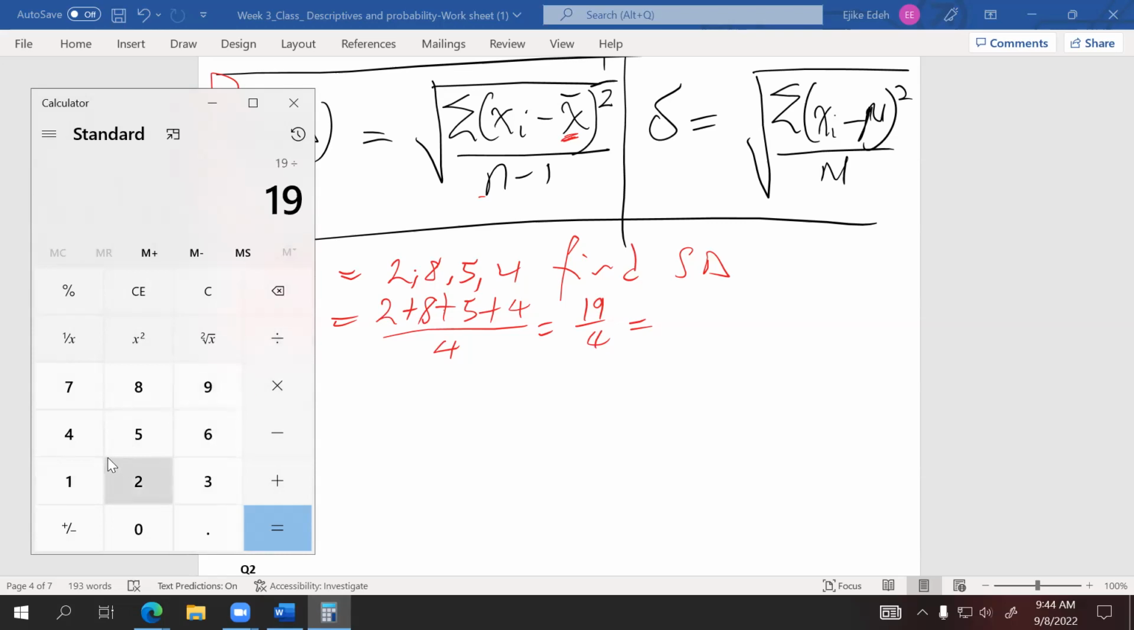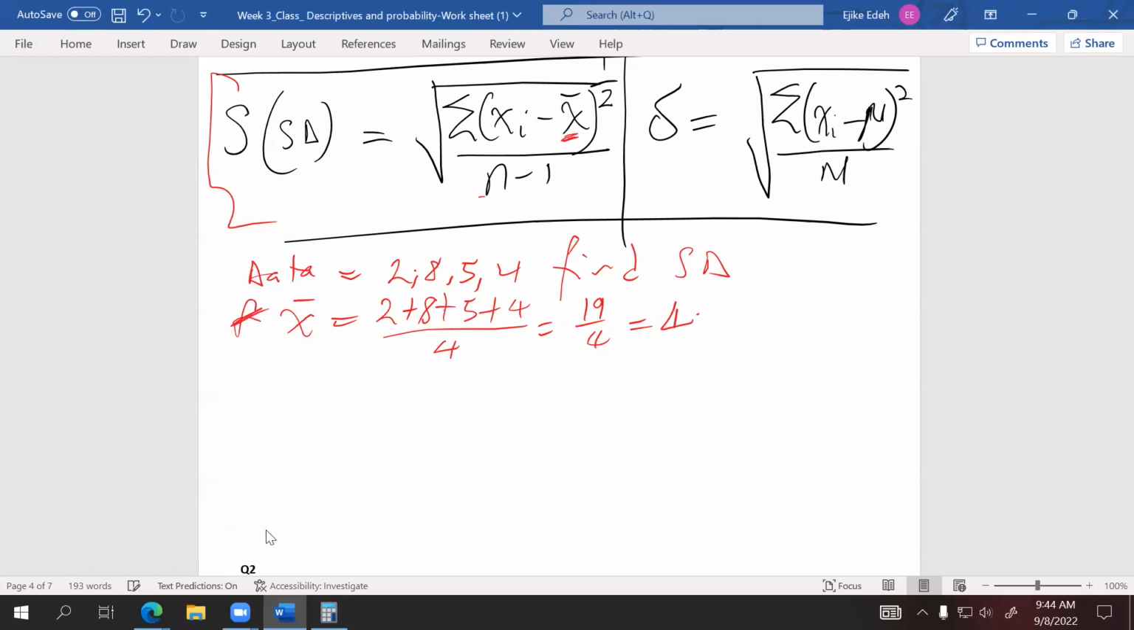19 divided by 4 is 4.75. So that is your mean. You want to get that out of the way first. Then you go ahead and implement the formula for standard deviation.